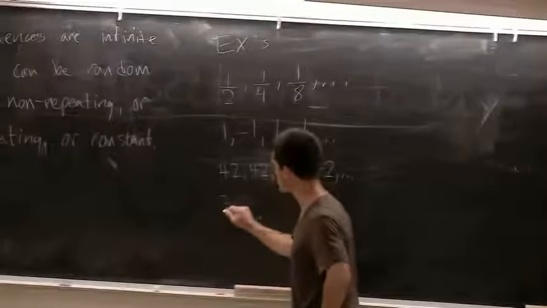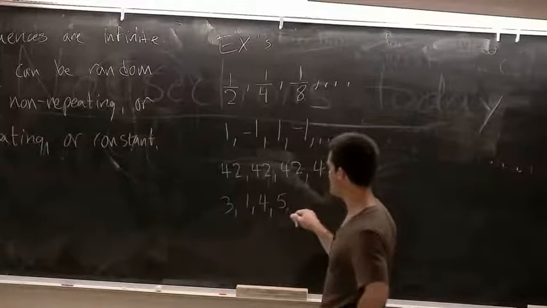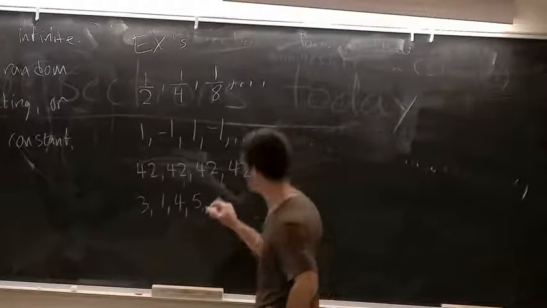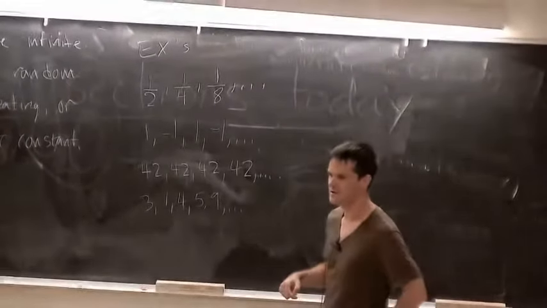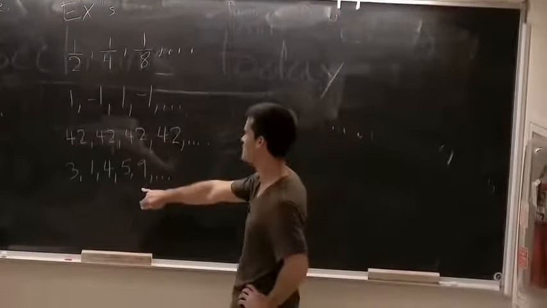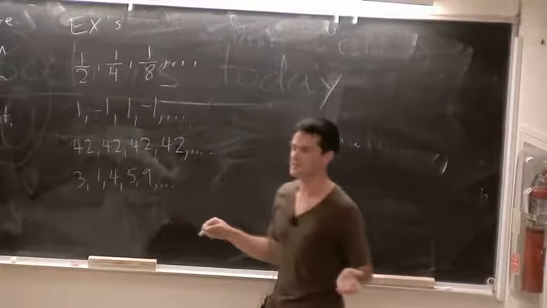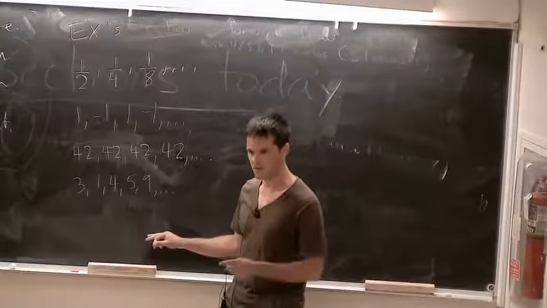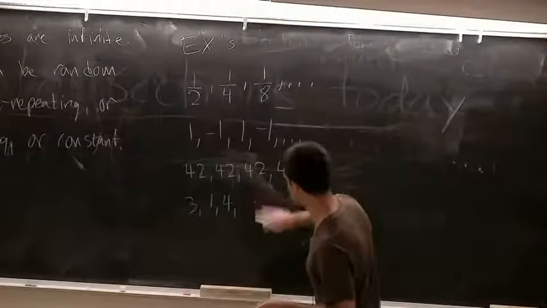How about 3, 1, 4, 5? Any guess? 9. Good. All right. So the person who guessed 9, what's your name? Jerry. Jerry guessed 9 correctly because he recognized these are the digits of pi. Now, since pi is an irrational number, these digits go on forever, and they never repeat, and there's never a pattern. Oh, I'm missing something. Sorry.